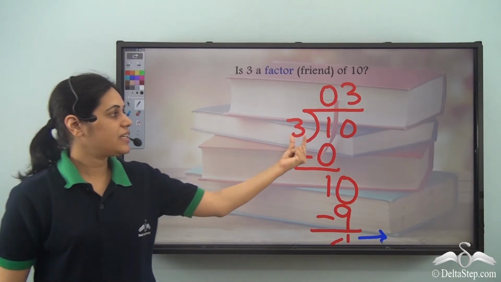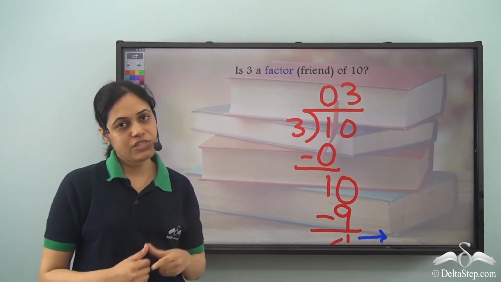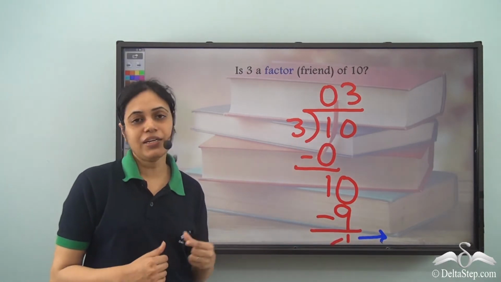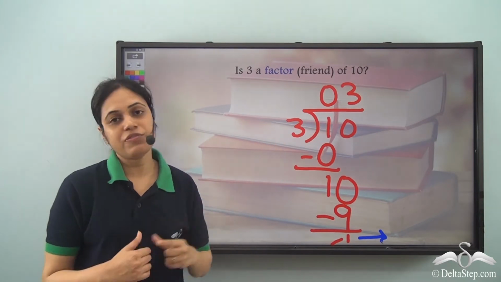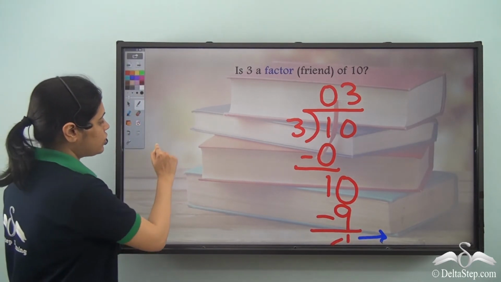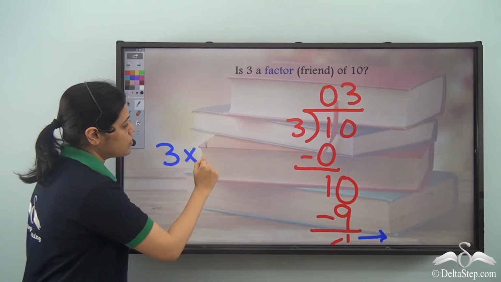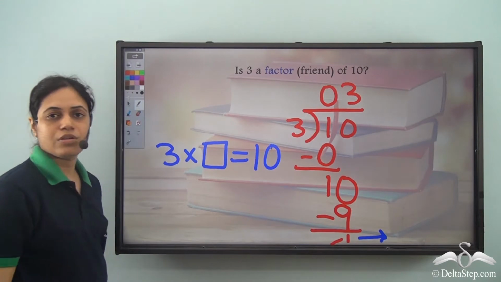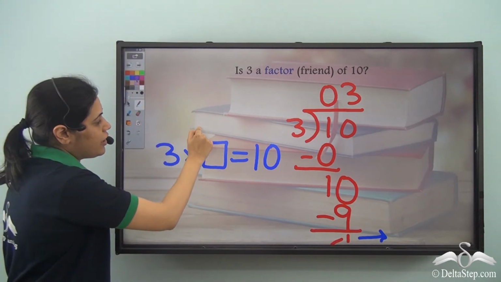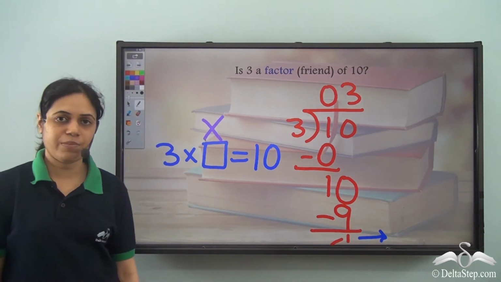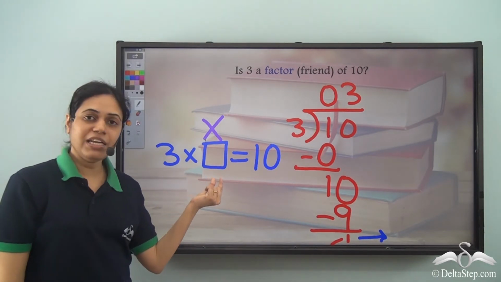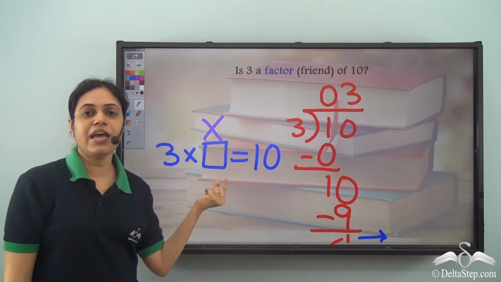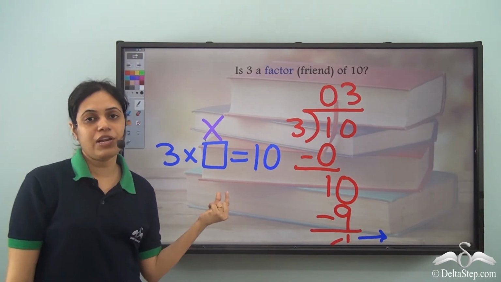This means that 10 is not divisible by 3. So when we divide 10 by 3, we get a remainder. So 10 is not divisible by 3. So 3 into something is 10. I cannot get any such number. I cannot have any number which will fill up this blank.